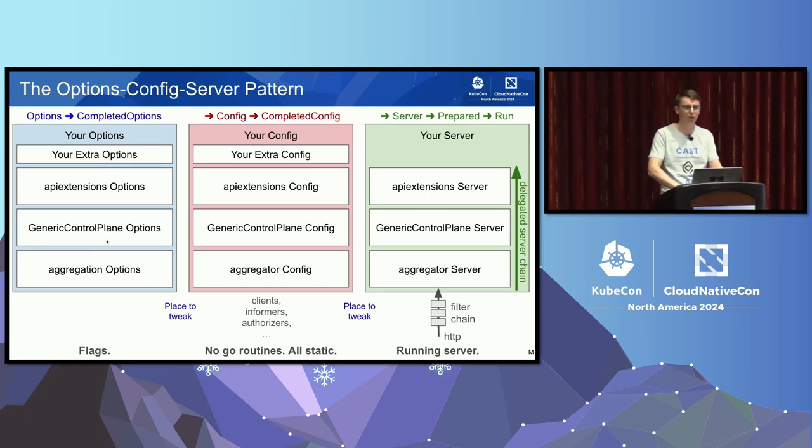We will go back to this again, but the idea is usually these ones are your flags, your bind ports, your feature gates. These ones are your clients, informers, authorizers, in code where you tweak some round trippers and things like that, and at the end, you instantiate the server.